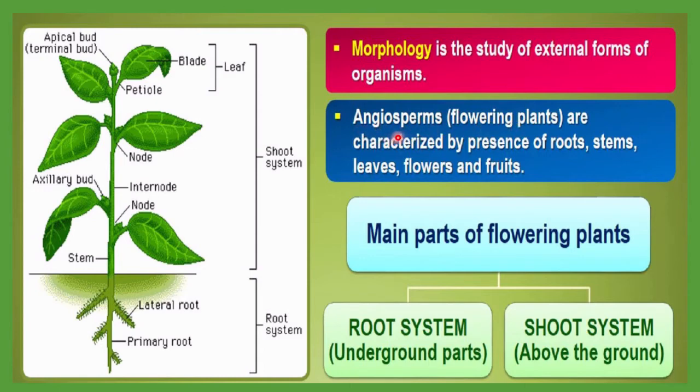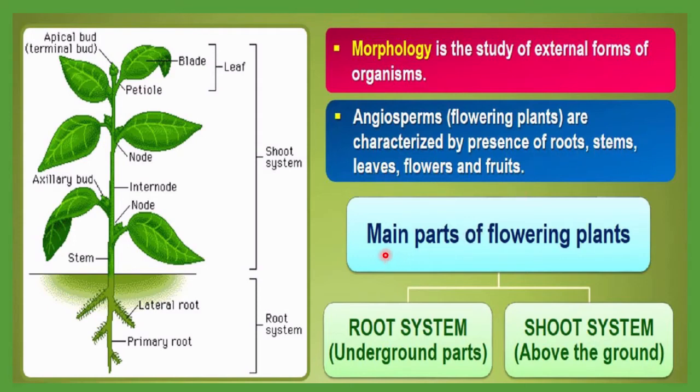Angiosperms are characterized by the presence of roots, stems, leaves, flowers and fruits. Any angiosperm you observe will have these. So the study of all these structures is included in morphology. In this chapter we will learn each structure one by one. In today's lecture we are going to learn about the roots. In the next lectures we will learn about stem, leaves, flowers and fruits.